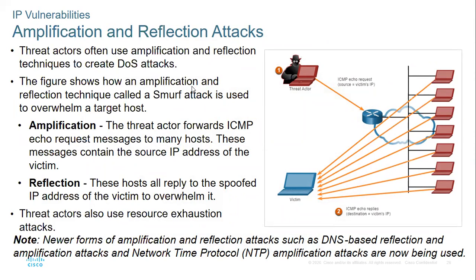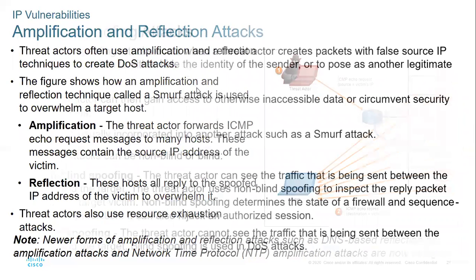Okay. The other attack which can be there due to IP vulnerabilities is amplification and reflection attacks. So we have the threat actor here who is going to send a number of echo requests to a number of devices, but he is going to falsify the source address. He's going to put the victim's IP address as the source of those requests. Okay, so the requests will go, but the replies will target the what? The victim. So this is what we call amplification and reflection attack.